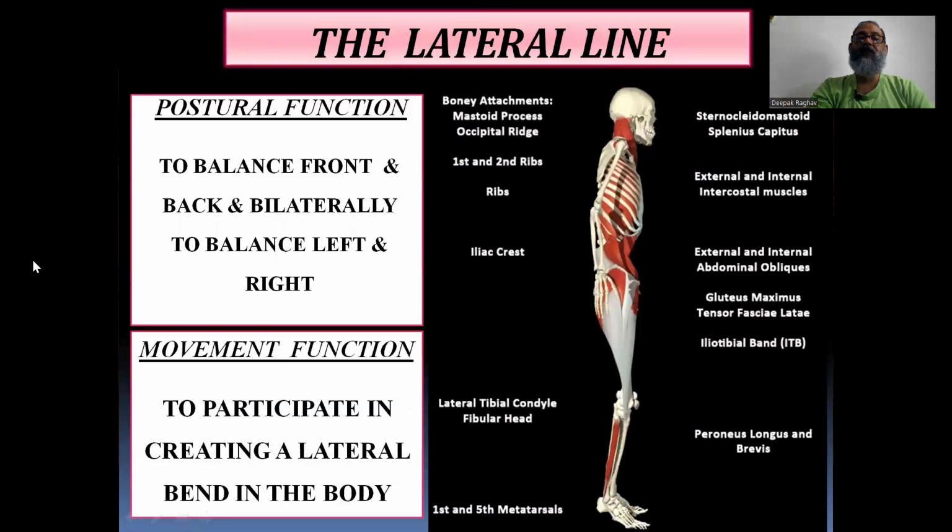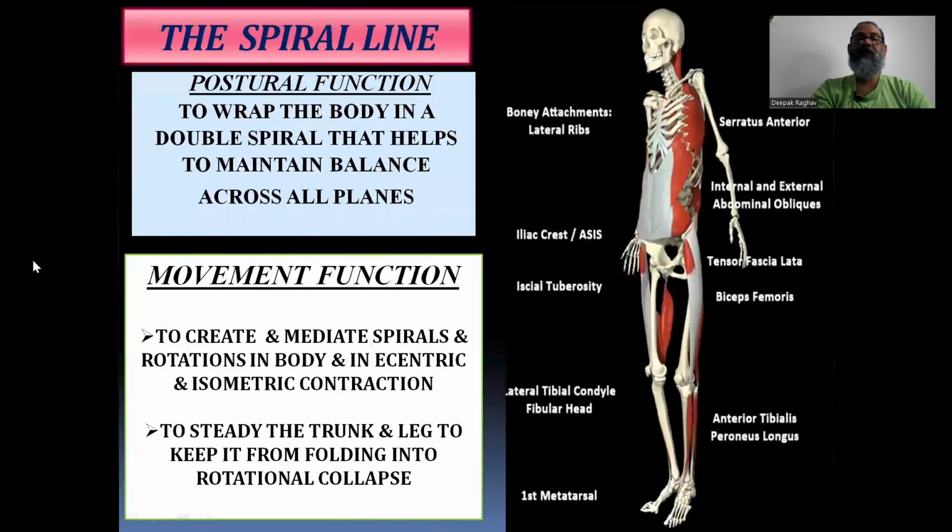Lateral lines. Postural function is to balance front and back, and bilaterally to balance left and right. Movement function is to participate in creating a lateral bend of the body. Muscles include sternocleidomastoid, splenius capitis, external and internal intercostals, external and internal abdominal obliques, gluteus maximus, tensor fasciae latae, iliotibial band, and peroneus longus and brevis.